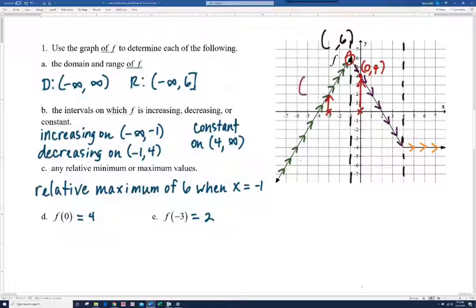Now again, the other way to think of it is, this is the point on the graph that has an x value of -3, and the corresponding point, or output, is 2, or y value, whatever you want to call it. All right, so that's going to be it for this video.